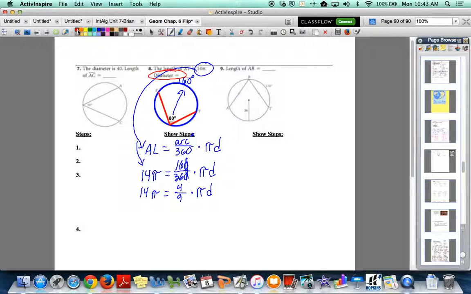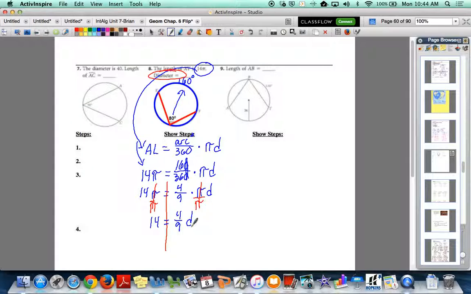Now I'm going to go ahead and solve for the diameter here. So I'm going to do a little bit of work. This is 4/9 times pi times diameter. So to undo multiplication and work my way backwards to get d by itself, why don't we go ahead and divide both sides by pi? It's kind of nice because that will cancel out pi from both sides of our equation. So now I've got 14 equals 4/9 times d.